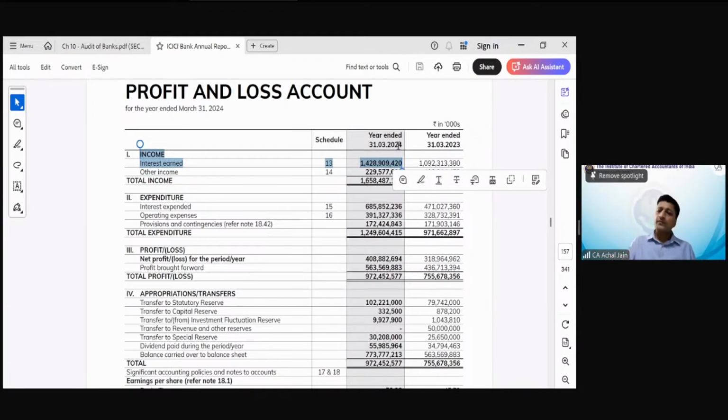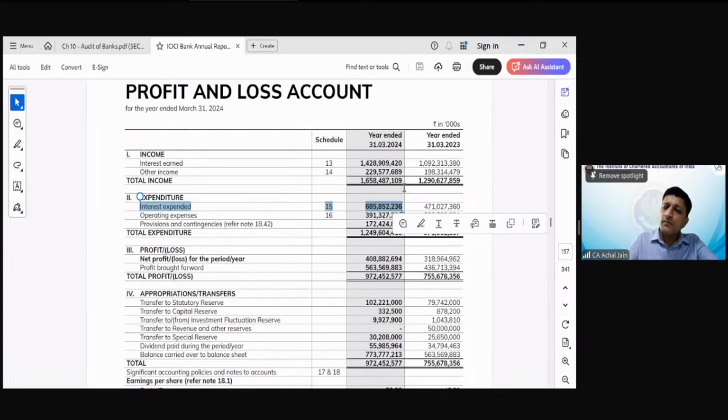Second will be the interest expense, of course. Okay, interest expense. So this will be the second item. And this is something which can also link to the balance sheet.